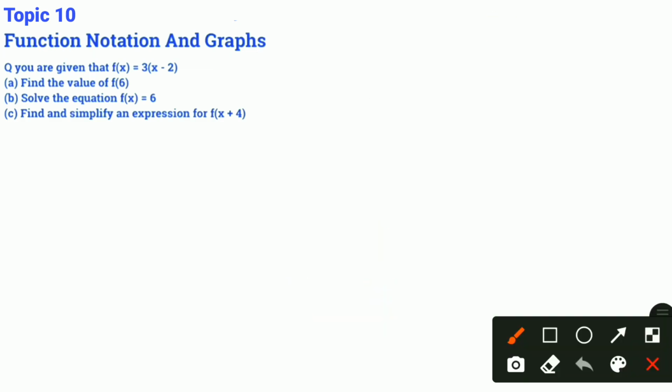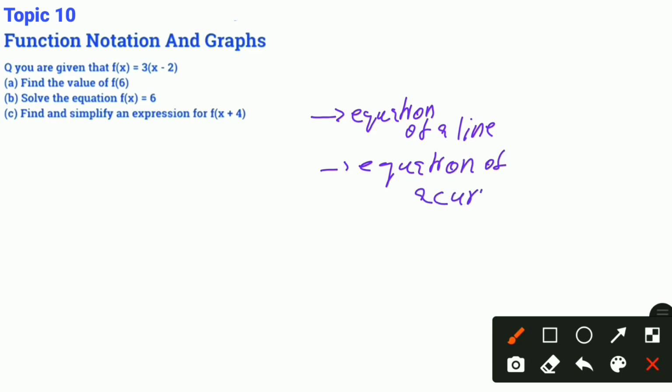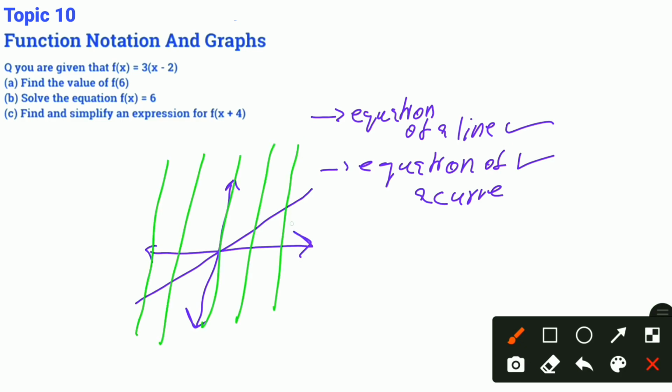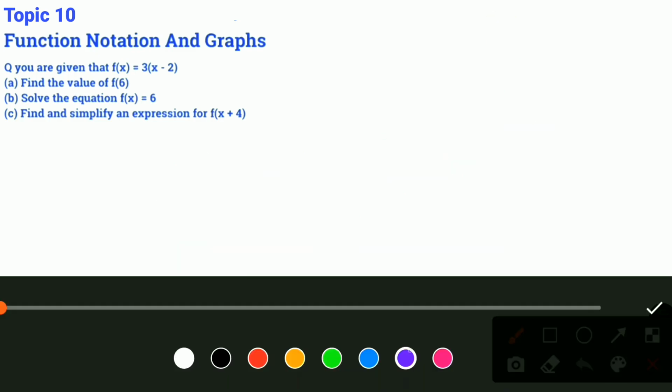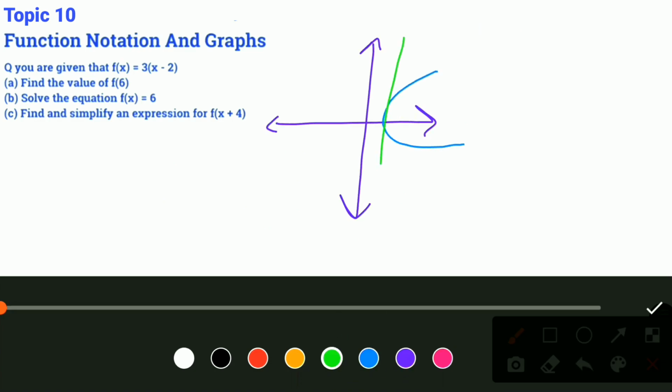The equation of a line and the equation of a curve is a function. Let's say I have this line. If the line passes the vertical line test and the intersection is done only one time, then yes, it is a function. Similarly, if the vertical line intersects the curve at only one point, then it is also a function. But for example, if I have this curve and I pass the vertical line, you can see that it is intersecting at 2 points, more than once. So I can say that no, this is not a function.